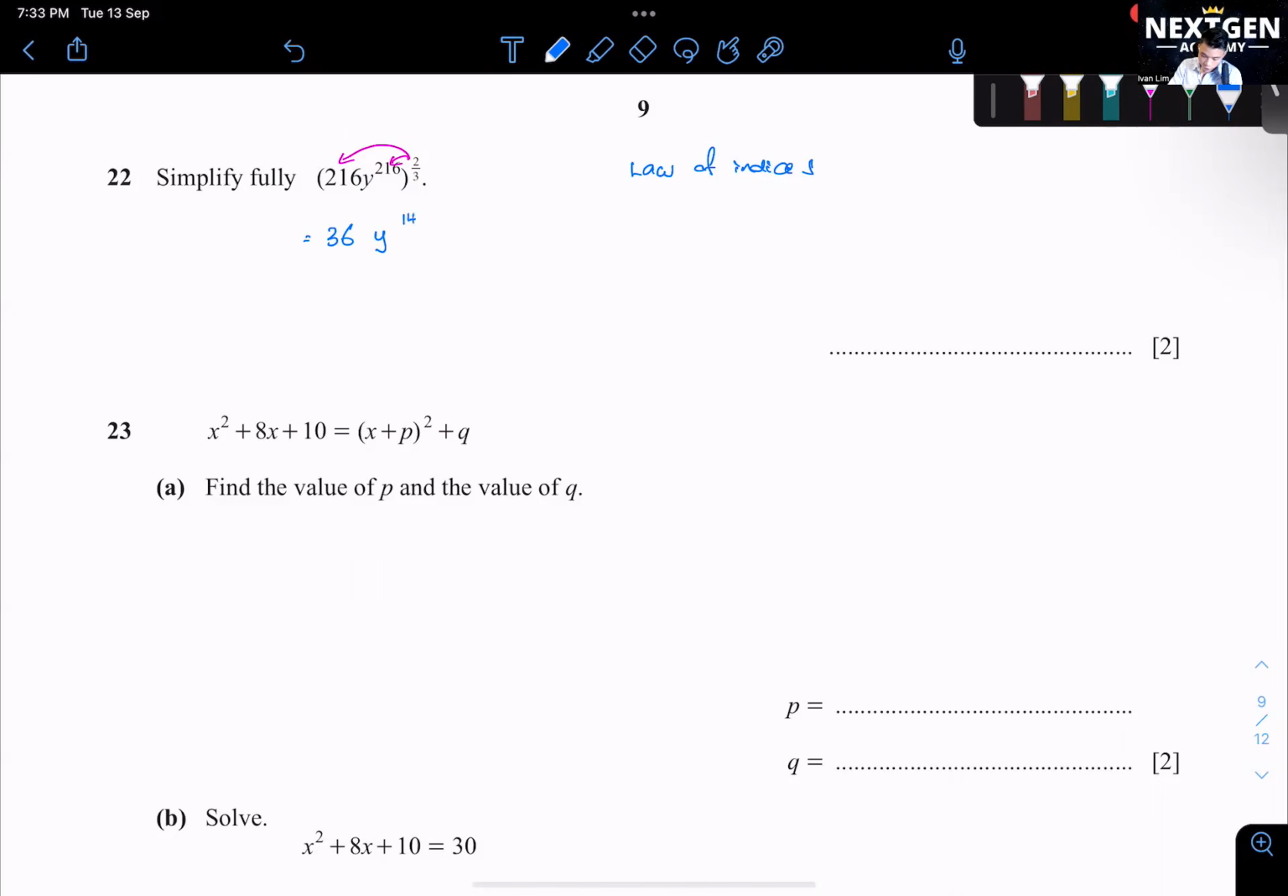Okay, 144. Wait, I think I skipped too much already. Later you all don't understand. So there are different rules for this one. The first is 216 to the power of 2 over 3. The second one, the y, is 216 times 2 over 3. You just type in the calculator and you will get 36y to the power of 144.